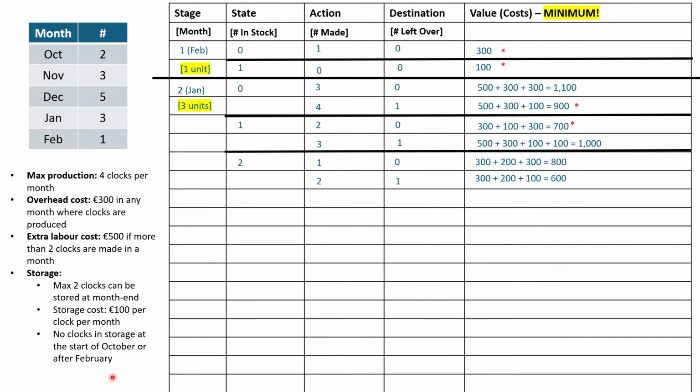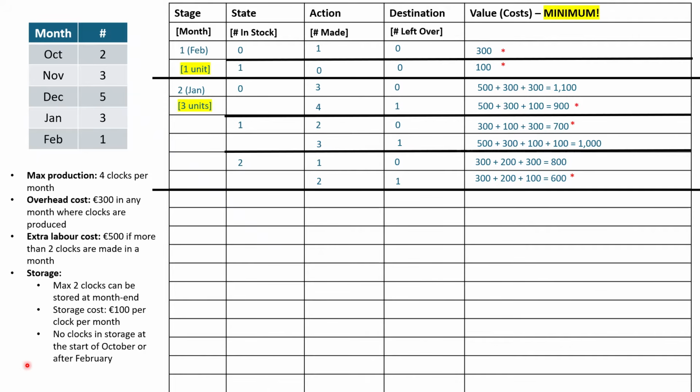I could make 3, but that would leave me with too many left over to bring through to February. So these are my only 2 options. Remember, we're looking at cost, so we want the minimum. So 600 is my minimum, and that's as much as we could do. Remember, we can only keep 2 clocks in storage at the end of the month, so it's not possible to bring through 3 from the previous month.